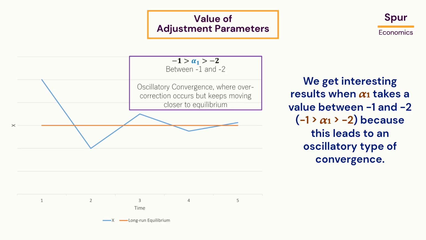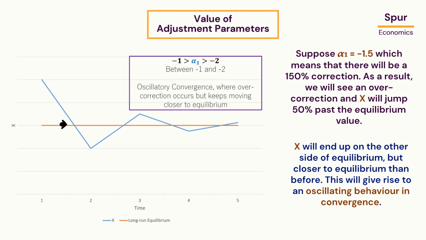We get interesting results when alpha-1 takes a value between -1 and -2 because this leads to an oscillatory type of convergence. Suppose alpha-1 is -1.5, which means that there will be a 150% correction. As a result, we will see an overcorrection and x will jump 50% past the equilibrium value. X will end up on the other side of equilibrium, but closer to equilibrium than before. This will give rise to an oscillating behavior in convergence.